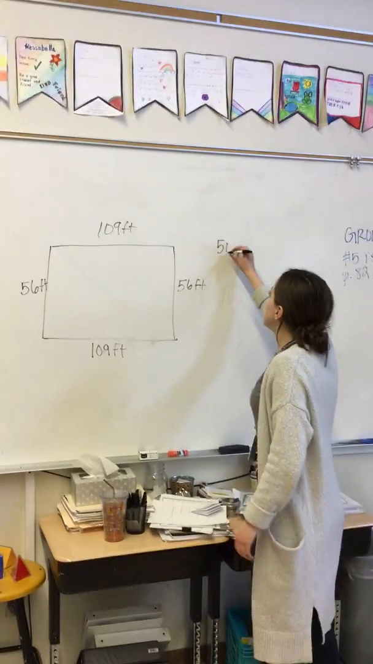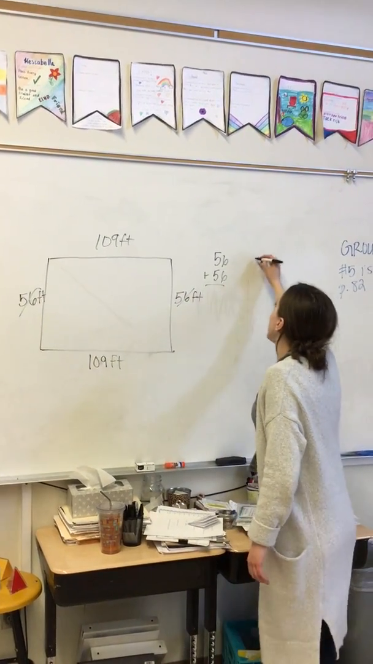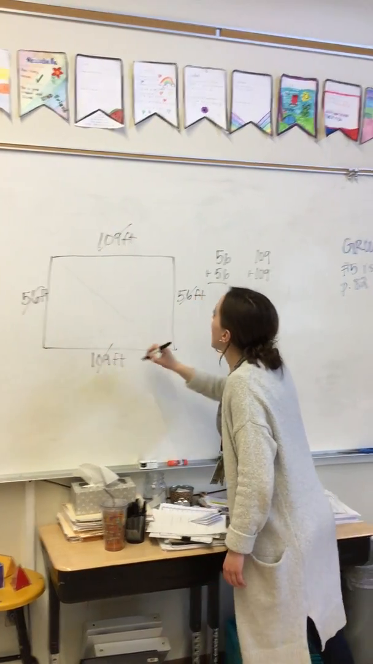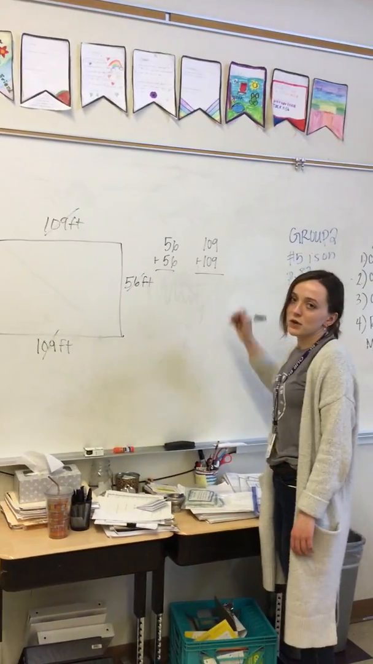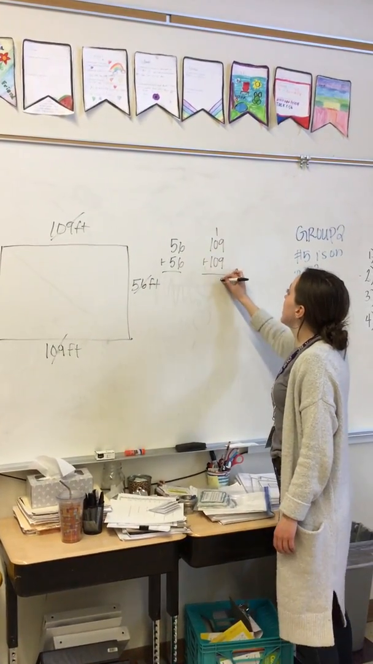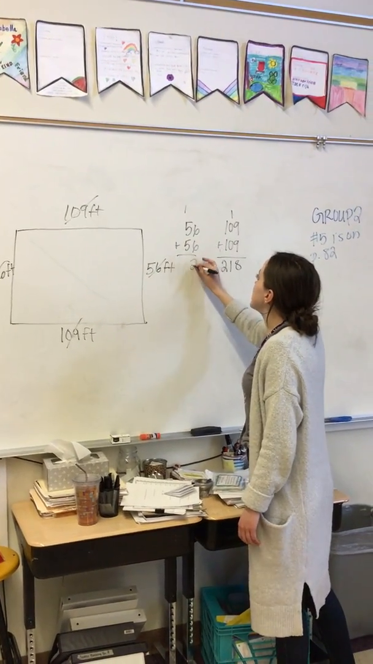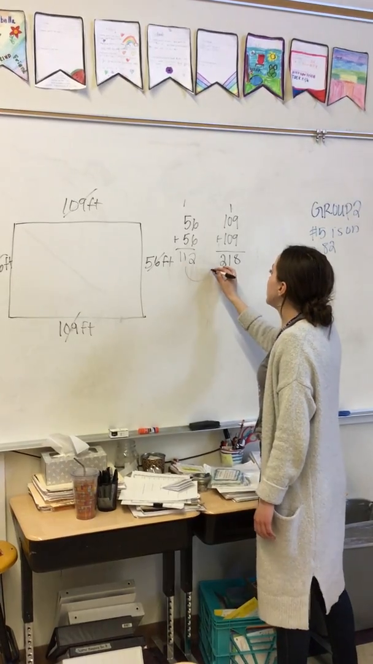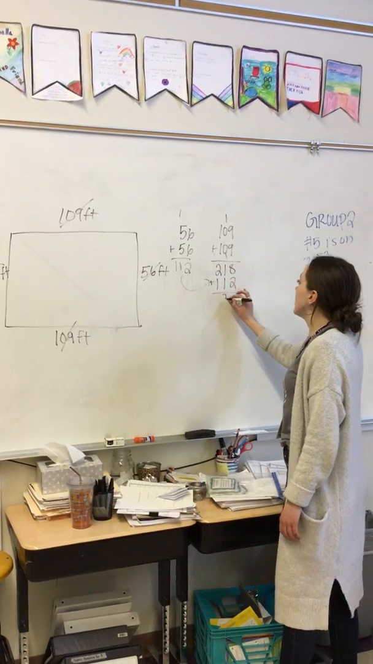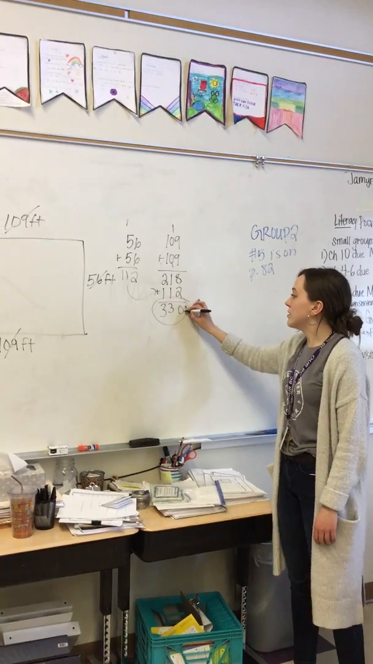So 56 plus 56, which accounts for this side and this side. And then 109 plus 109, which accounts for this side and this side. The reason I broke these two up is because it's easier for me to add them up. You don't have to do that if you don't want to. 9 plus 9 is 18. 0 plus 1 plus 1 is 1. 218. 6 plus 6 is 12. All right, now I'm going to add these two up. So the perimeter of my yard would be 330 feet.